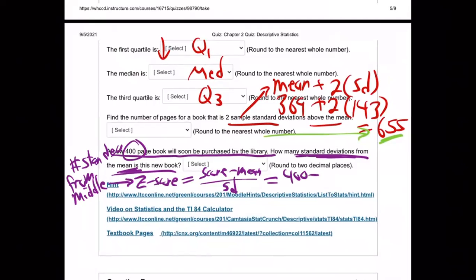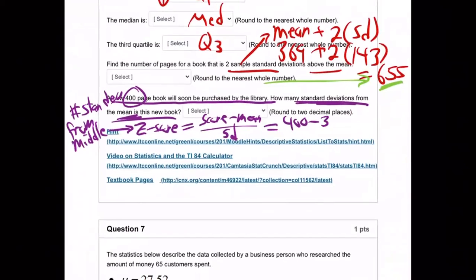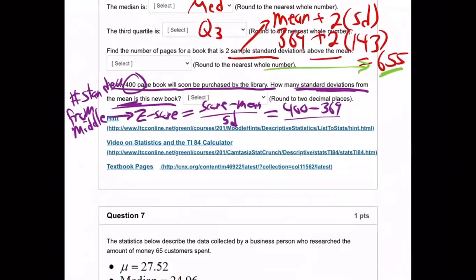A 400-page book minus the mean. The mean is 369, right? Get that from my calculator. Over the standard deviation, S sub x, 143. Hit the buttons on your calculator, and make sure you hit enter and then hit divide. And I'm getting 0.2167. I don't know what the multiple choice options are, but something they want you to round to. Yeah, so 0.22 looks like the multiple choice option that we would choose. And so there we go.